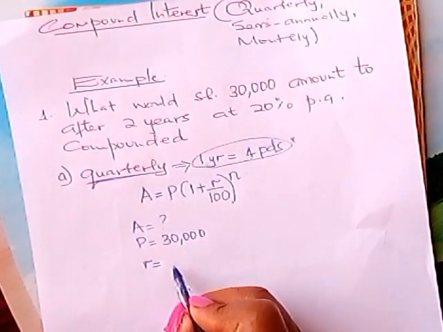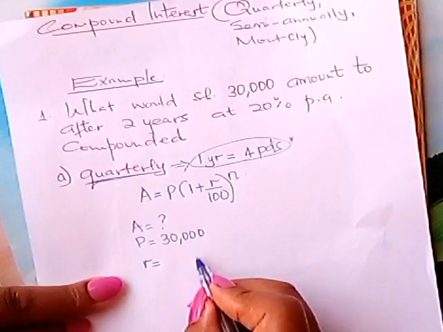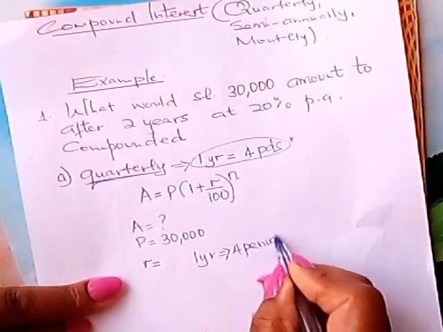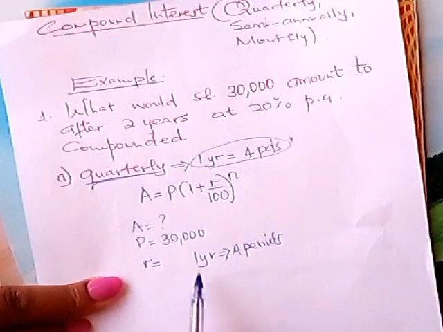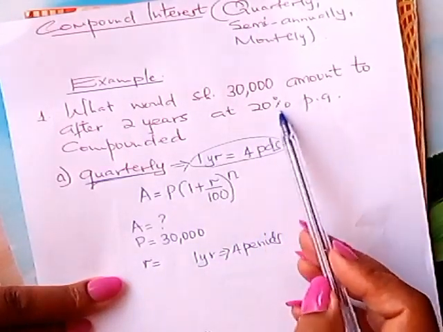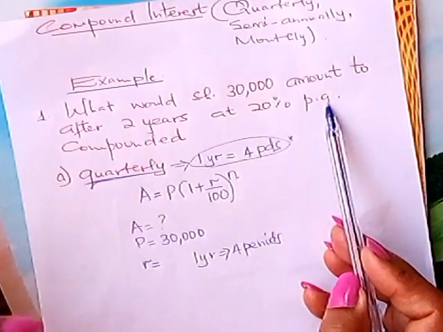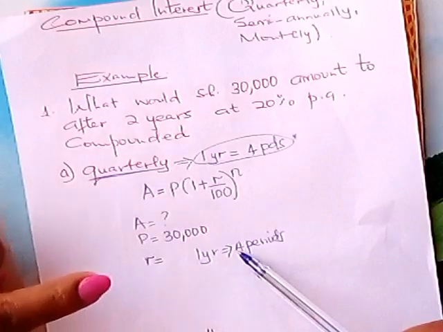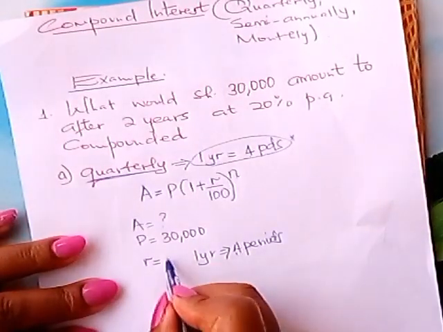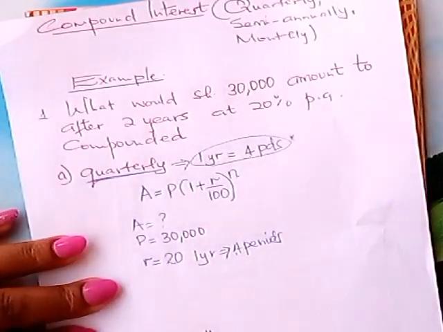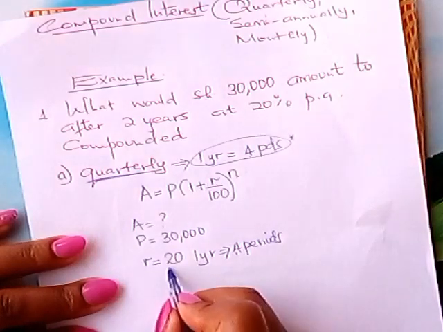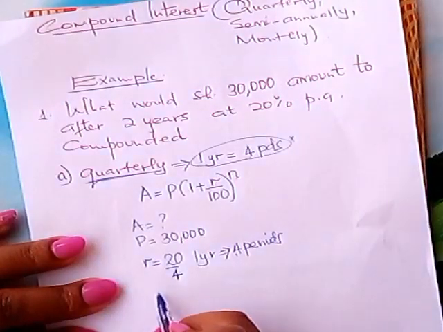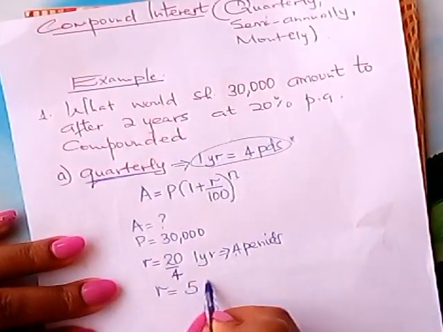In this case, learner, we have said that 1 year is divided into 4 periods. And therefore, our rate, which is 20% per annum, will be divided by 4, so that you get the rate per period. So you talk of the rate per year, which is 20, divided by 4 periods that make up the year. And therefore, your new rate, learner, will be 5%.